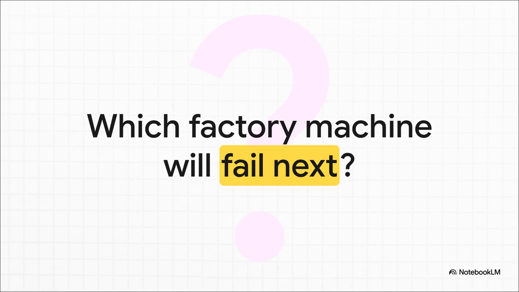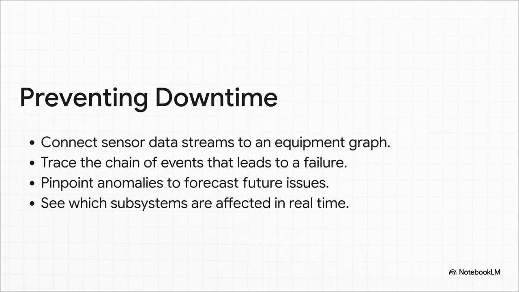Okay, so let's take it from the highway to the factory floor. In a giant plant filled with thousands of sensors, how in the world do you predict which critical machine is about to break down? Well, you connect all those streams of sensor data to a graph of the equipment. And now you can trace the exact chain of events, that tiny vibration increase, that little temperature spike that led to a failure in the past. By spotting those patterns when they happen again, you can predict and prevent future downtime before it even starts.